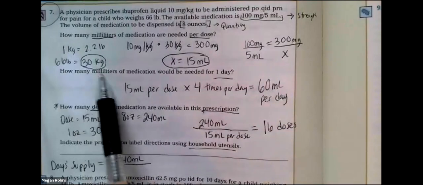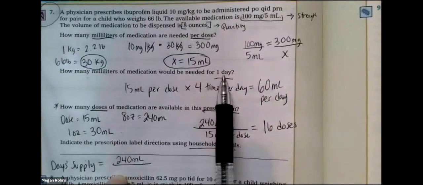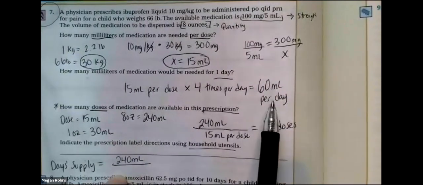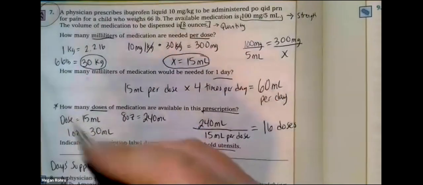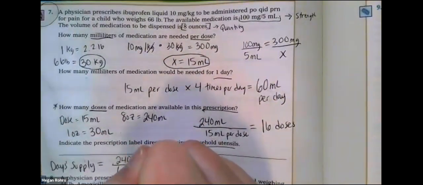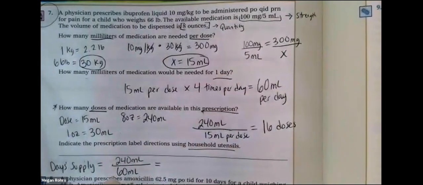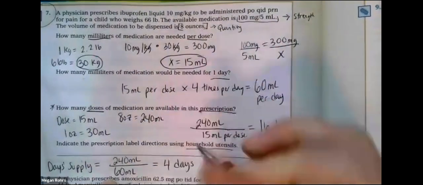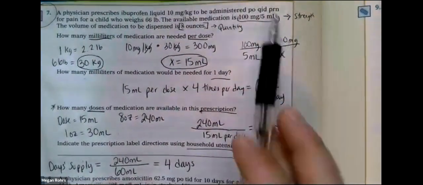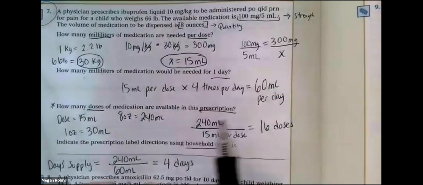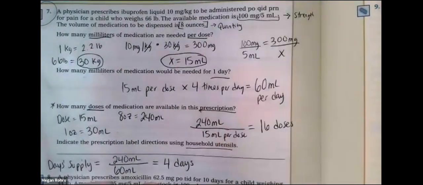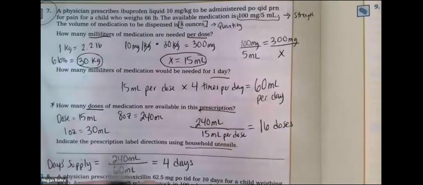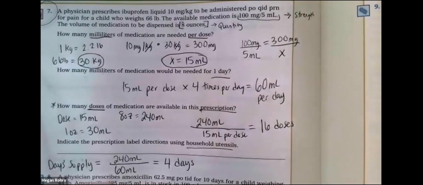Well, we solved that here. How many mils are they taking in one day? We said in one day they can take up to 60 mils per day. So 240 divided by 60 gives us 4 days. So this is an as needed order, but if they do decide to take this 4 times a day, this bottle will only last them a total of 4 days.